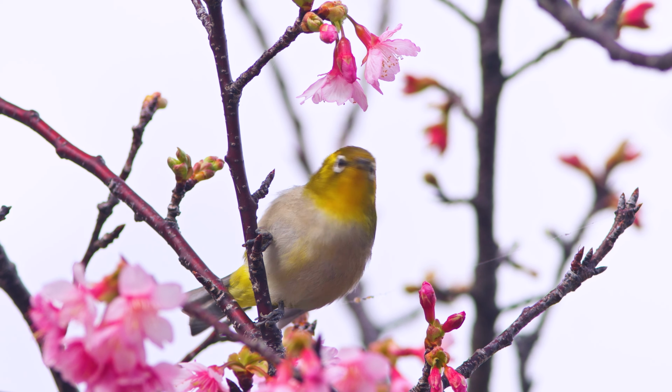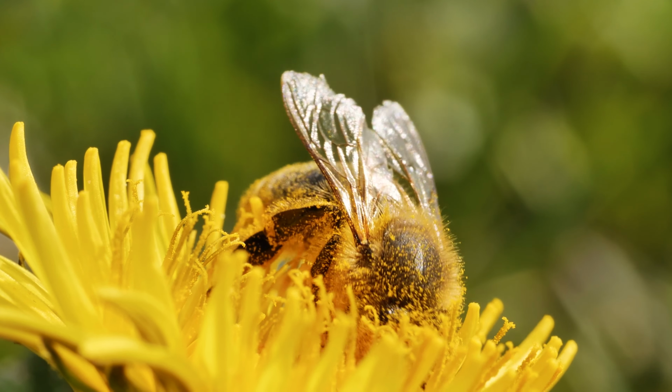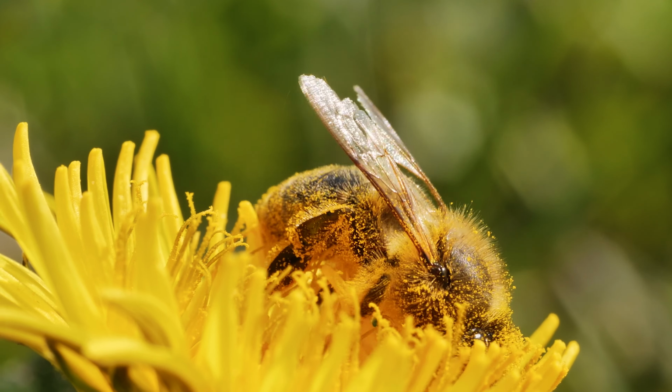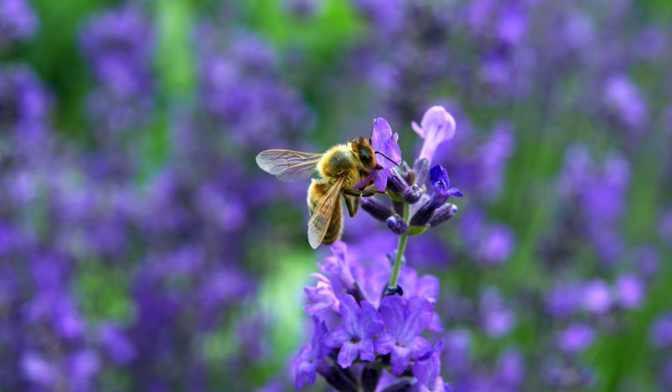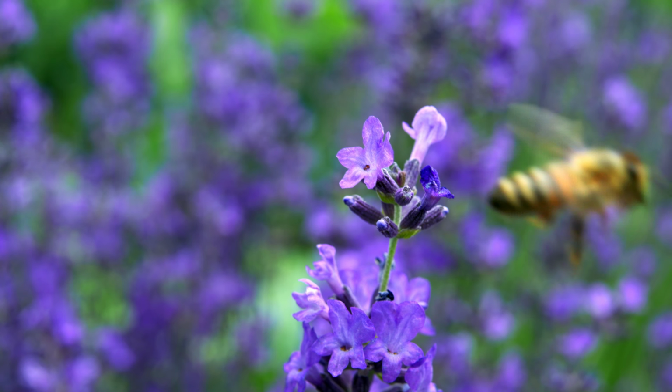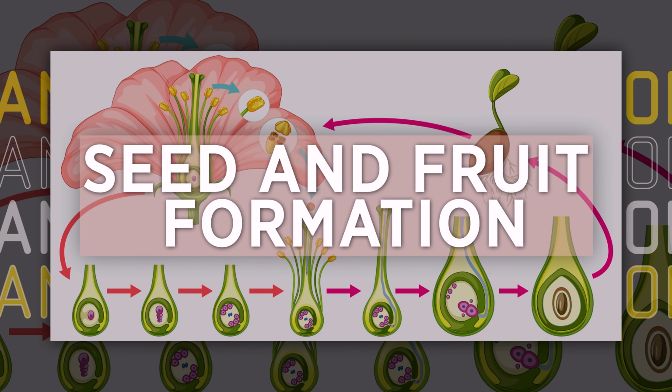The sperm cell from the pollen grain germinates through the pollen tube and fertilizes the egg cell in the ovary. Fertilization is a key stage in the formation of fruits and seeds. Seventh, seed and fruit formation.